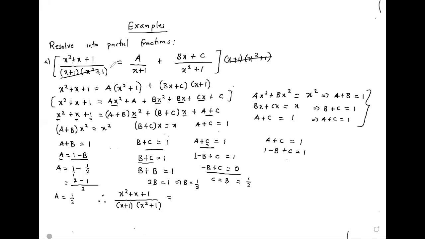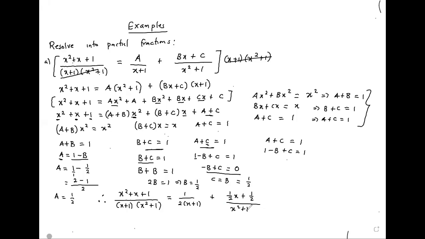Okay. So that A is half. B is half. C is half. So we'll have x plus 1 over x squared plus 1. Or I write it as half x plus half over x squared plus 1.